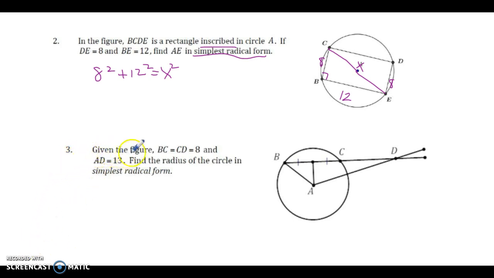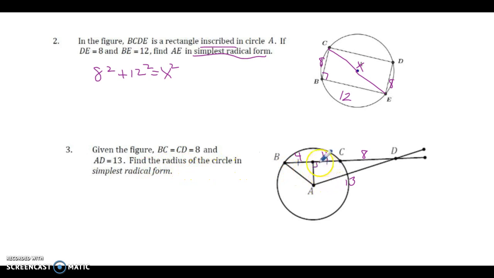So number 3 says, given the figure, BC is congruent to CD, which is equal to 8. So this side is 8, this length is 8. BC is also 8, but it shows that these two little pieces are congruent. So I would actually know that they're each 4. And then they tell me that the length of AD is 13. I should know that if this chord BC is bisected like they're showing me, then this angle must be a right angle. So I'm putting the right angle symbol in there. And find the radius of the circle in simplest radical form.